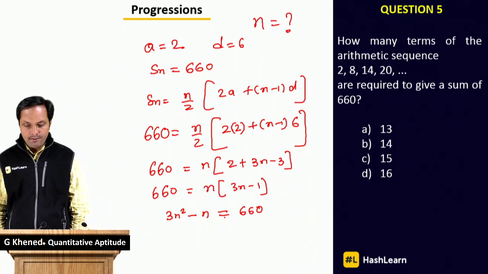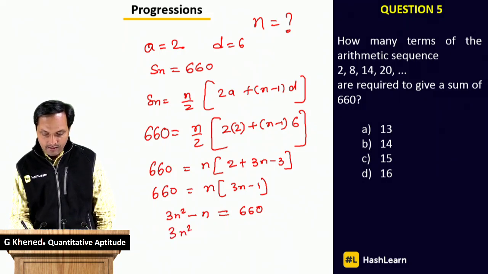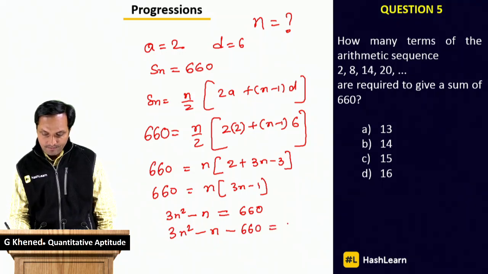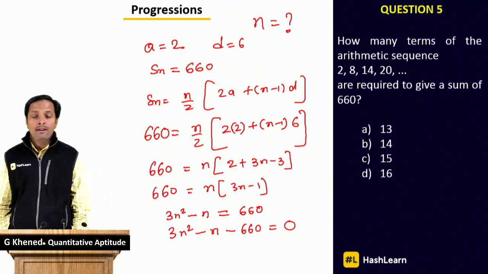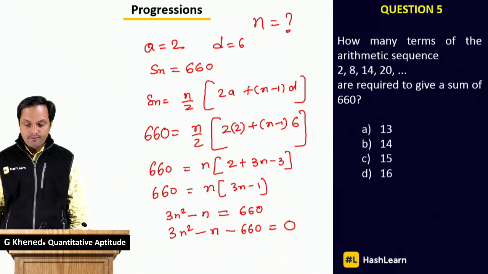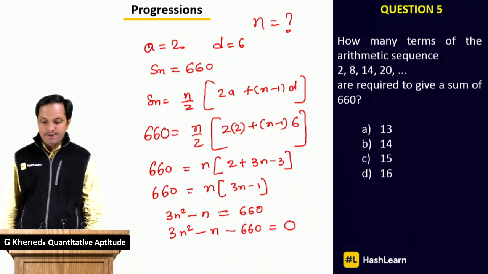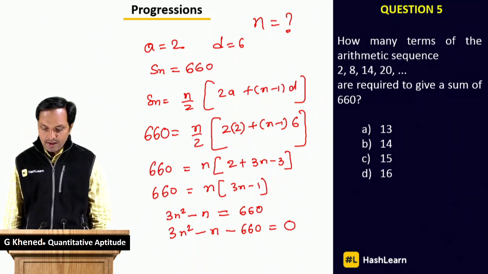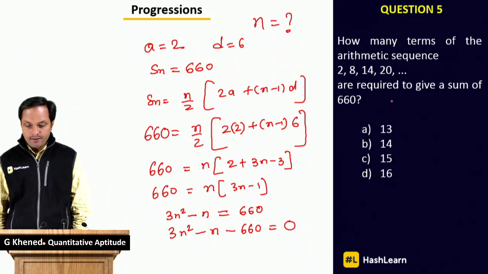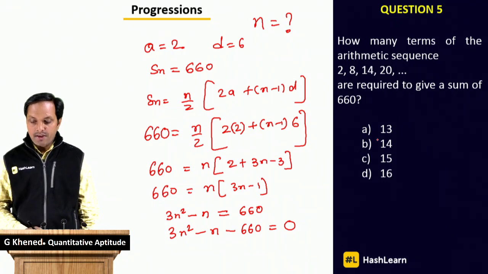So what are the factors you have? 3n square minus n is equal to 660. So 3n square minus n minus 660 is equal to 0. What you can do is, one method is the substitution method, or the second one is find the factors and get the answer. So what we shall do here, I will do the substitution method. Let me check with n is equal to 13.